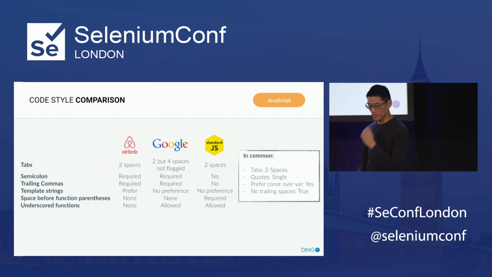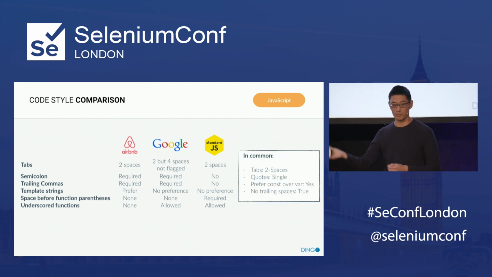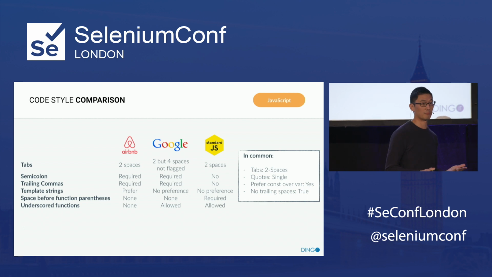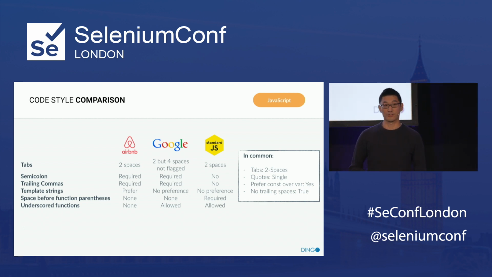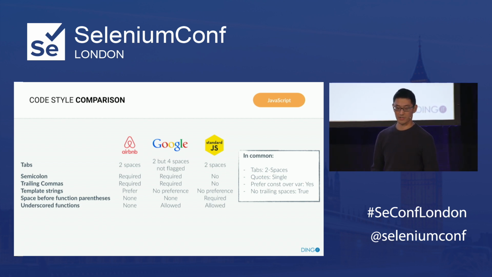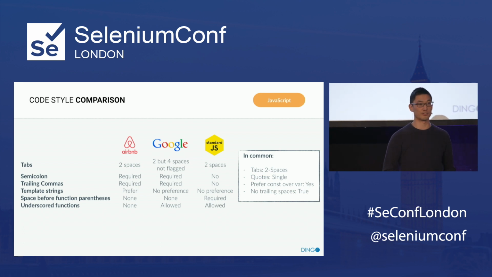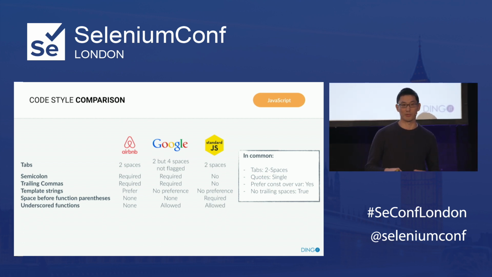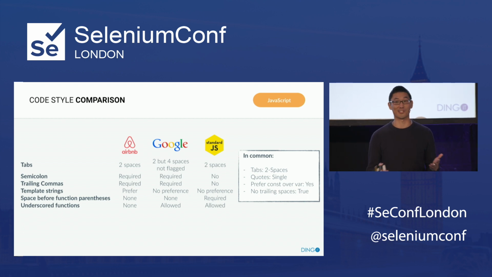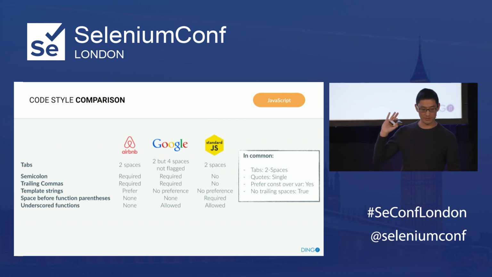So for JavaScript, what these code styles have in common is that tabs are two spaces. They prefer two spaces, single quotes, and they prefer const over var. No trailing spaces. And you do see some differences here, like the semicolon at the end of the line. Standard.js says, well, no, we don't need that. And Airbnb and Google say, well, I think that's a good practice. Same thing for trailing commas. There are more differences. That's just the ones I found surprising or that caught my eye.